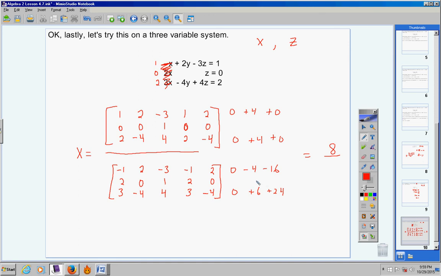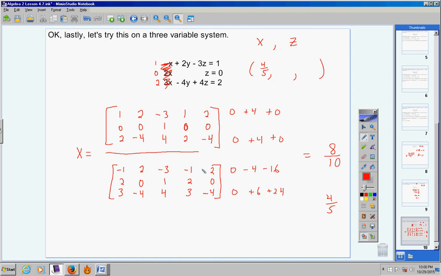Let's see here. 30, negative 20 would be 10, yes. Positive 10. So 8 over 10 reduced would be 4/5. So your x value is 4/5. And that is correct, by the way. That is the correct answer for x, 4/5.